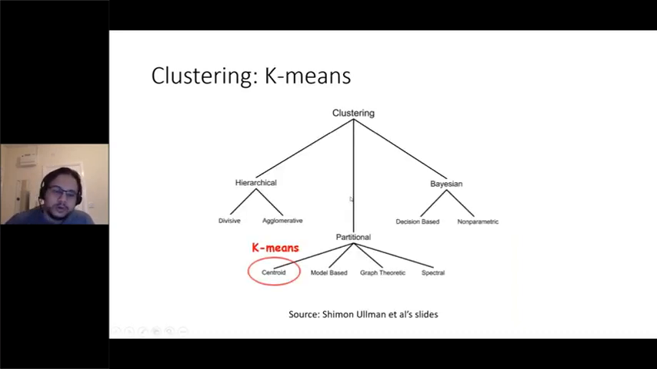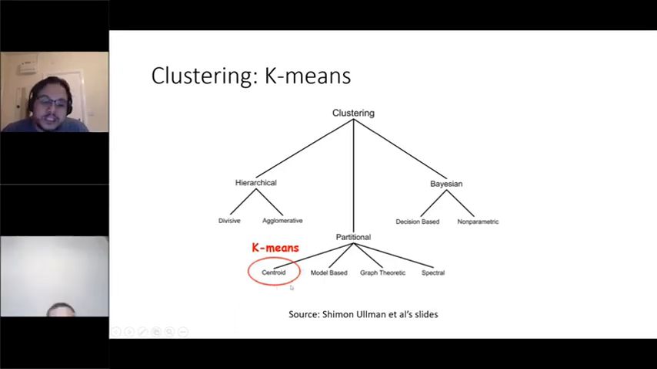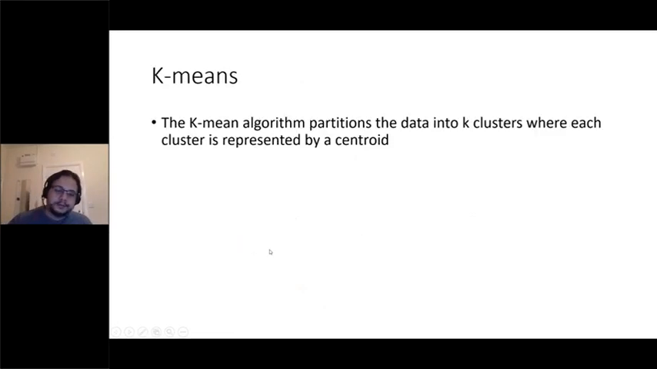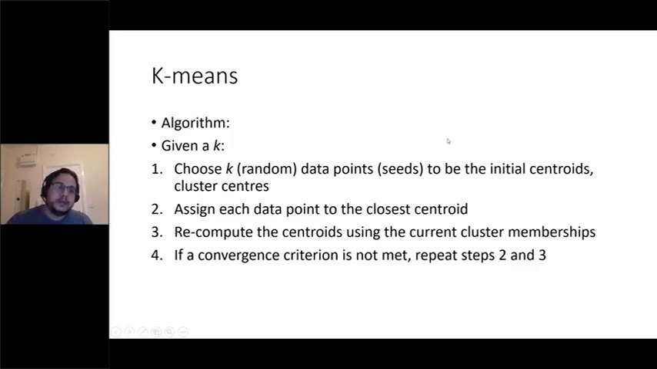Let's go to K-means. It belongs to the centroid approach in the partitional family. Why? Let's see why. The K-means algorithm partitions the data into K clusters, where each cluster is represented by a centroid. This is the algorithm. You have to provide the K. It's just a natural number, and you have to determine it yourself. Then choose K random data points.